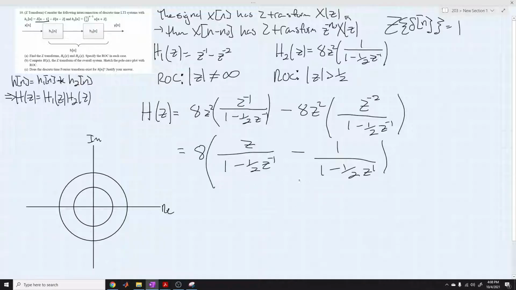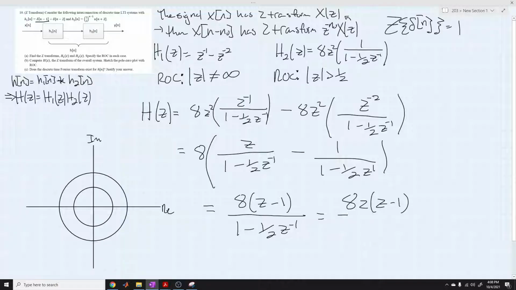And this isn't the easiest thing to figure out our poles and zeros from, so we can combine it. We'll have 8 times z minus 1 all over 1 minus 1/2 z to the negative 1. And if we multiply every term by z, we get 8z times z minus 1 all over z minus 1/2. Let me double check my math. All right, yeah, so that's all correct.